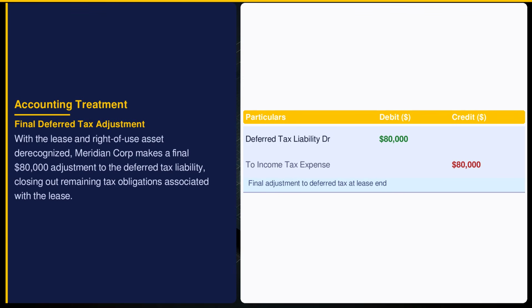Finalizing deferred tax adjustments ensures all taxable differences from the lease are reconciled. Meridian's $80,000 adjustment aligns tax liabilities with actual asset usage. AASB 112 emphasizes these closures maintain accuracy in reported tax expenses, enhancing financial statement transparency.